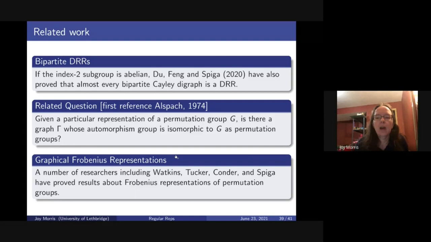But there are other representations. There aren't other representations that every group has, like the regular representation, but there are other representations that families of groups have. And one particular representation, the Frobenius representation, is a standard one. It only, of course, applies to Frobenius groups. But a number of researchers, including Watkins, Tucker, Conder, and Spiga, have proved some results about Frobenius representations of permutation groups. So let me conclude with some open problems.